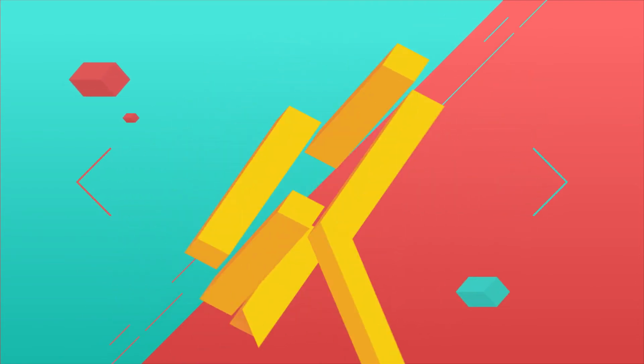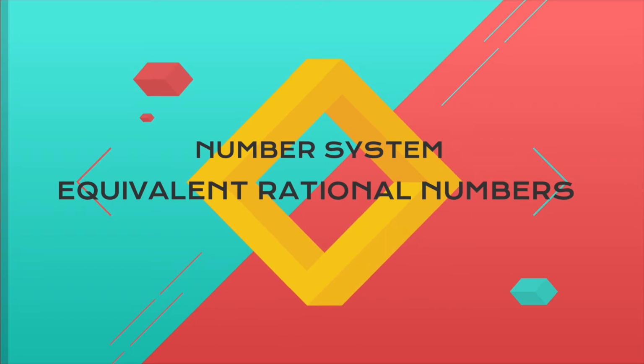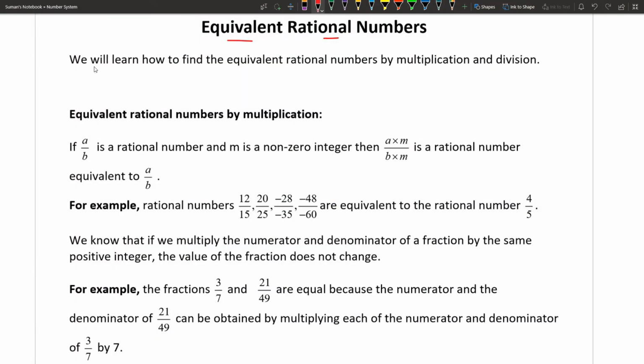Hello friends, today our topic is equivalent rational numbers. That means we will learn how to find equivalent rational numbers by multiplication and by the opposite operation, that is division. So first we are proceeding with the topic, equivalent rational numbers by multiplication.